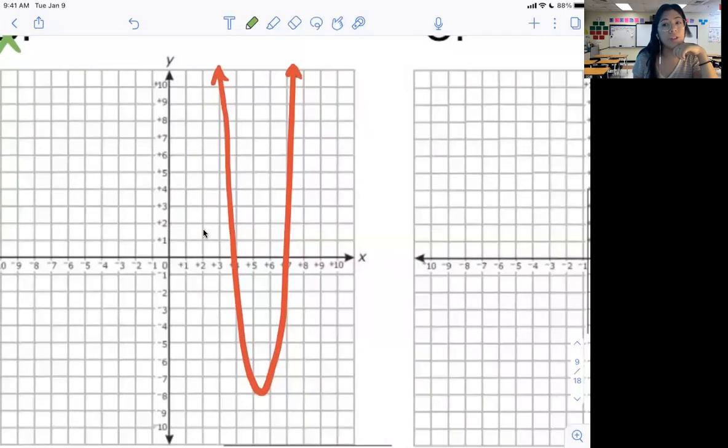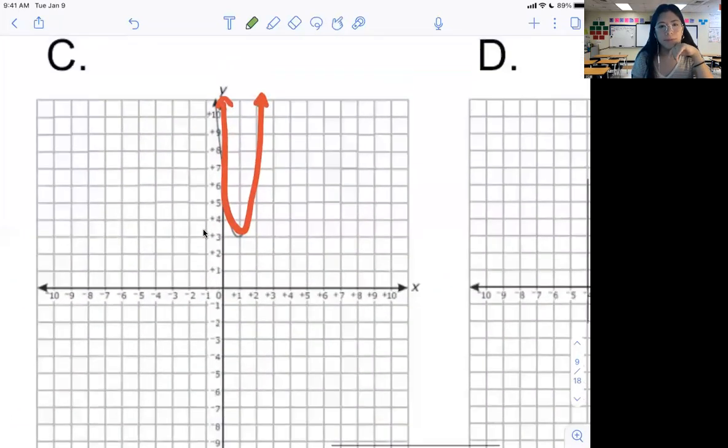Which 7 is this one going through? The 7 on the x-axis. So that's not my y-intercept. This is the x-intercept, not the y-intercept. This would be the y-intercept. So that's also kind of a tricky thing that sometimes happens. Make sure you know which intercept you're looking at.